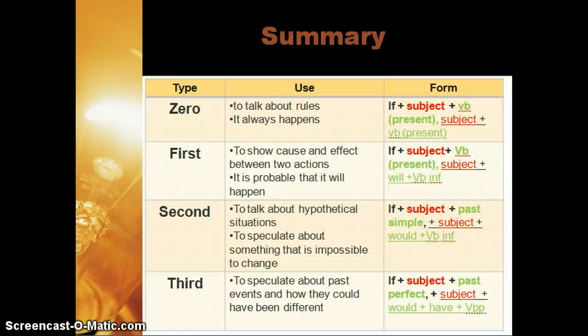So here you've got a summary of the different conditionals. If you want to have this in class, that's no problem. I think this is the basic thing. So enjoy and have a go at the different exercises you have below.